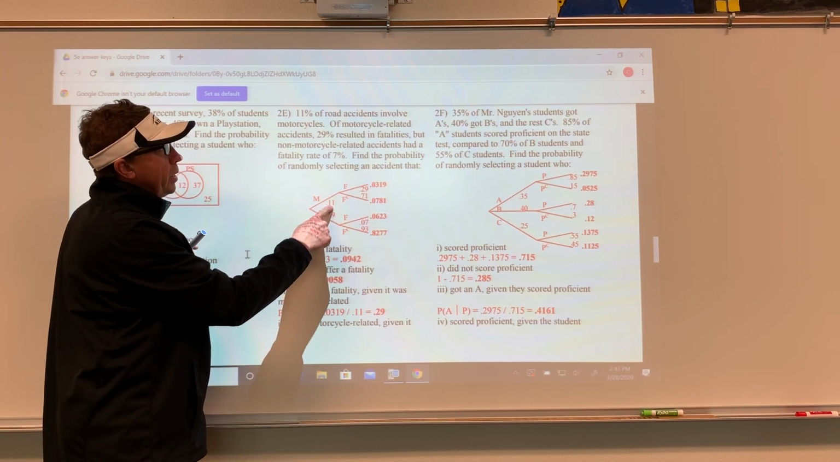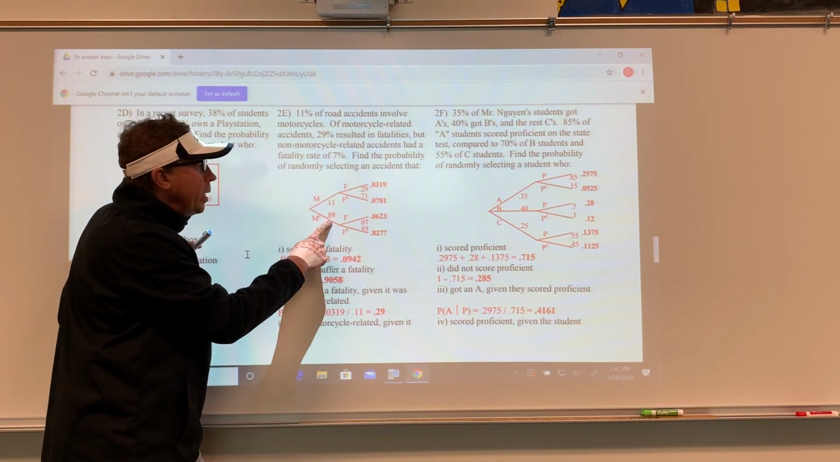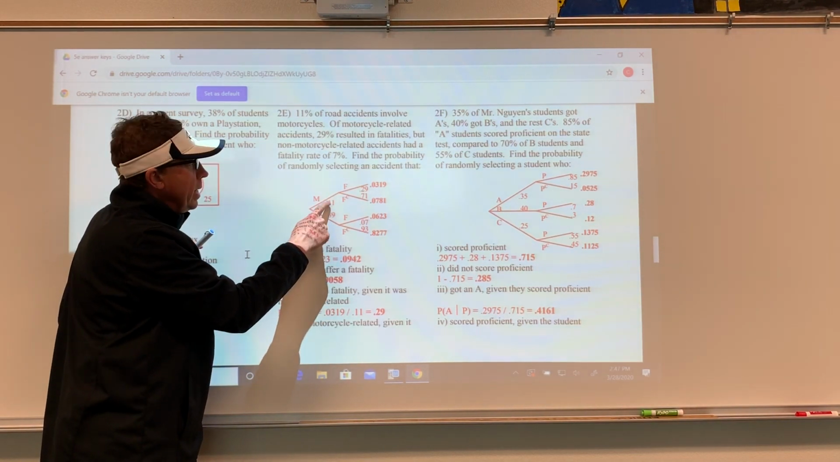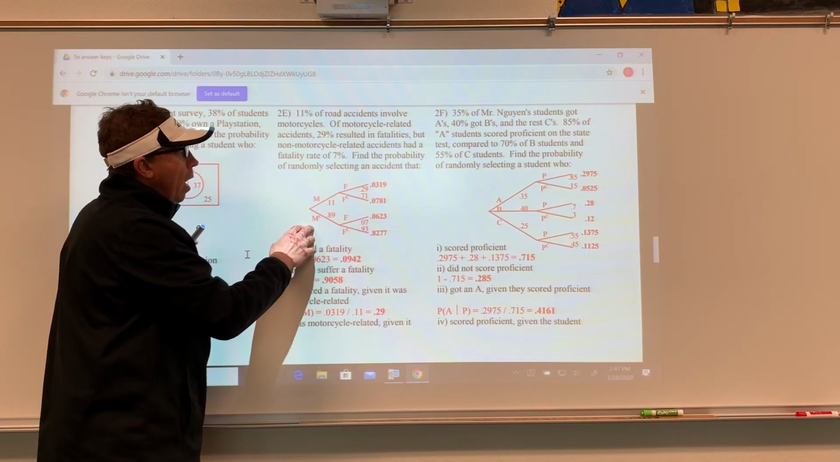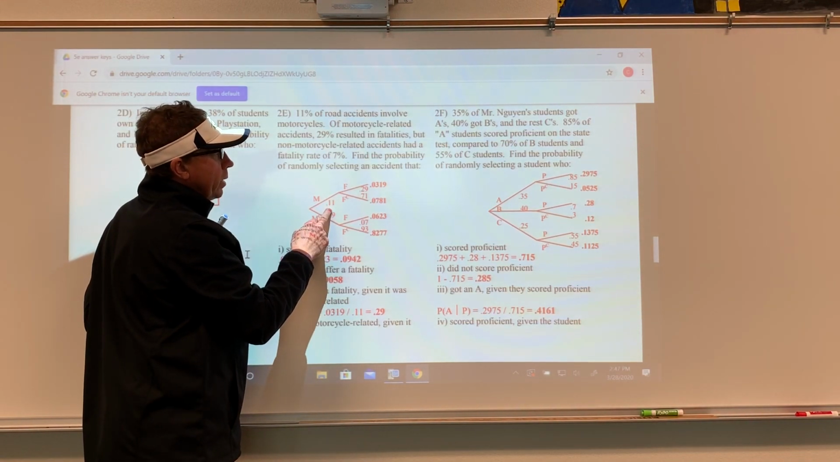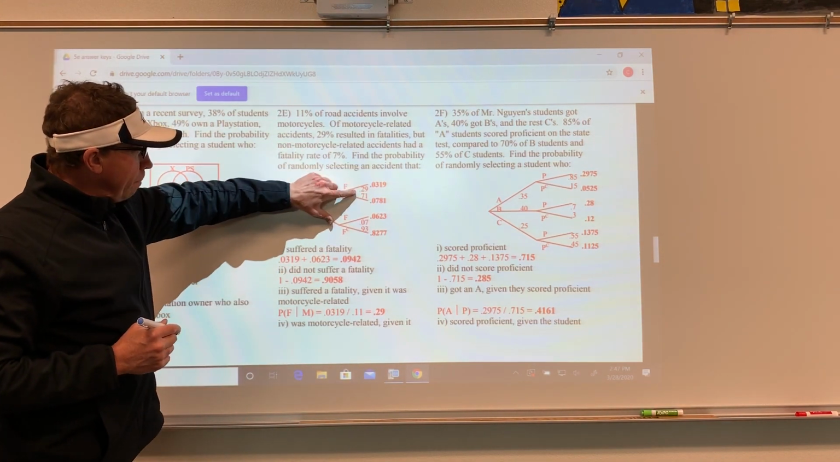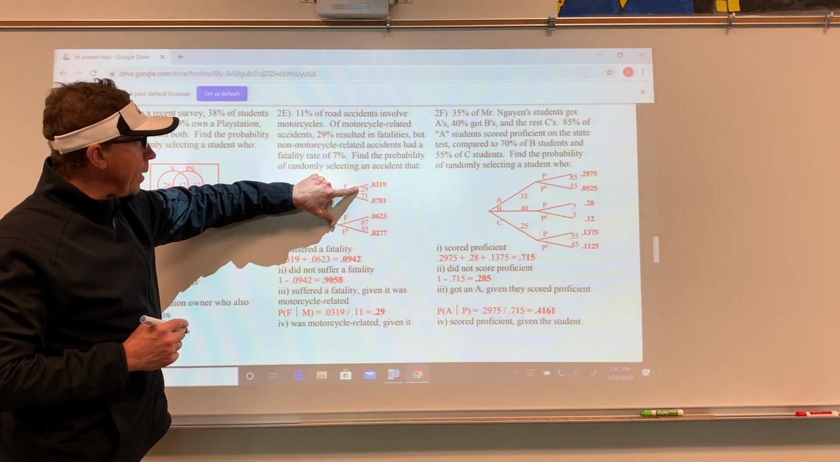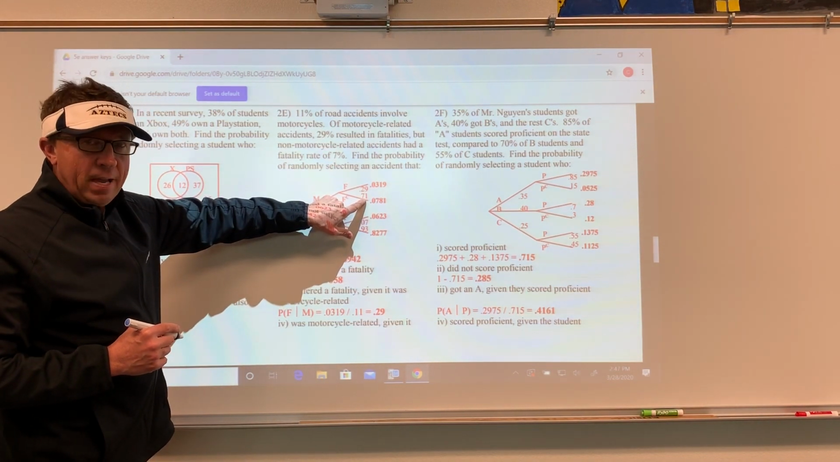0.11 is 11% are motorcycle accidents. 89% would be non-motorcycle accidents. These add to 1, okay? Now, I'm going to take the motorcycle accidents and I'm going to calculate with the fatality rate. 29% are fatal. There's the 0.29. And then that means 71% are non-fatal.